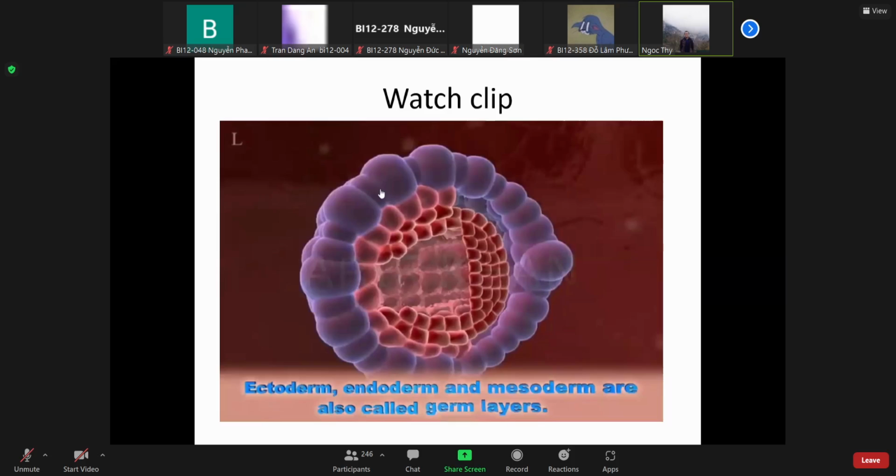From the 32-cell state, it will form a cell layer, at least a 2-layer cell. The outside layer, denoted in purple here, will develop into the placenta. And the inner cells, denoted in red here, will develop into the embryo. That means the placenta will have the same genetic background as the embryo.